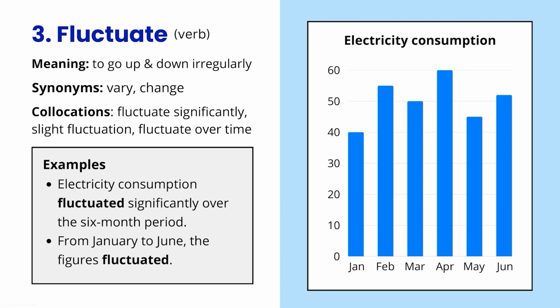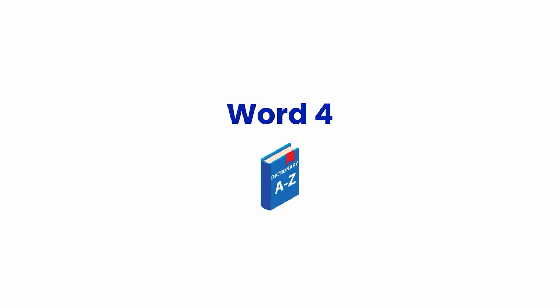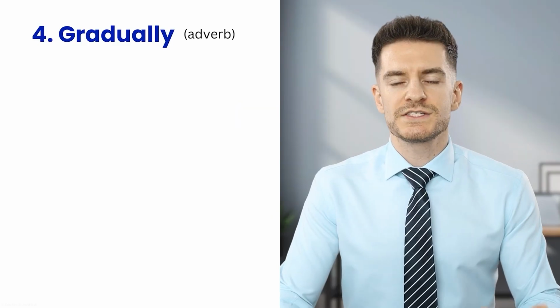And here is another example. From January to June, the figures fluctuated. So fluctuate is a great word to use to describe a chart or a situation when the numbers go up and down. Okay, let's look at the 4th word now, which is gradually.